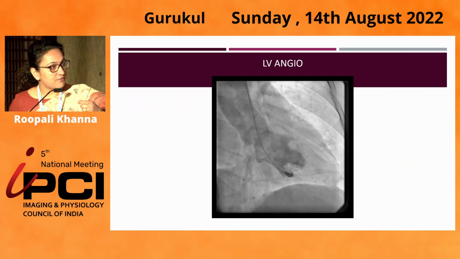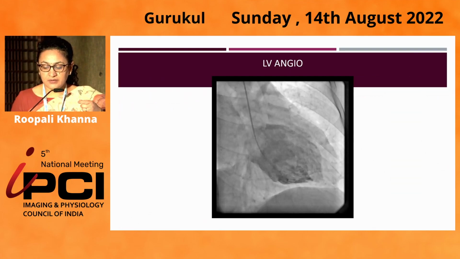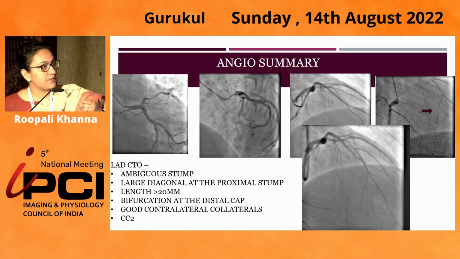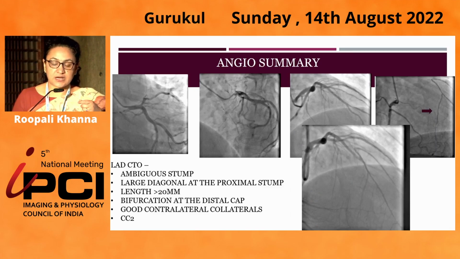This was his LV angiogram, which shows preserved LV function, and the anterior wall was moving normally. So if we see the angio summary of this patient, this was a case of LAD CTO with RCA disease.